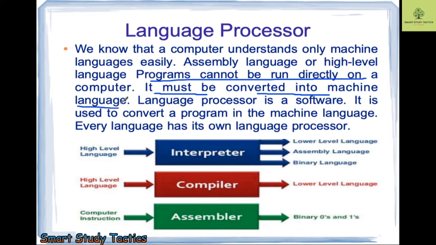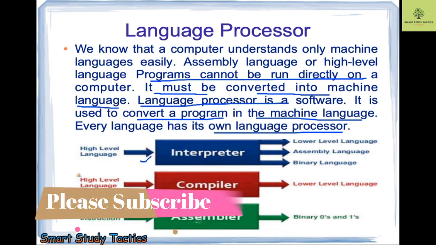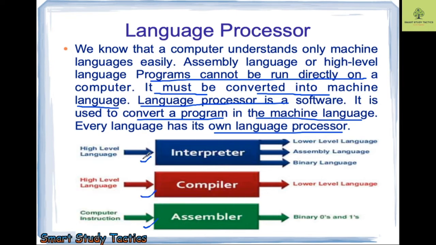Okay, because the computer is a machine, it can understand its own language. You are a person who belongs to any English language or French language. You can understand your own language. Similarly, the computer can understand its own language. Okay. So here the language processor is a software which helps you to convert the program into the machine language. Okay. So every language has its own language processors. We have interpreter, compiler, and the assembler. Is this clear to all of you? We have three categories of the language processors: interpreter, compiler, and the assembler.